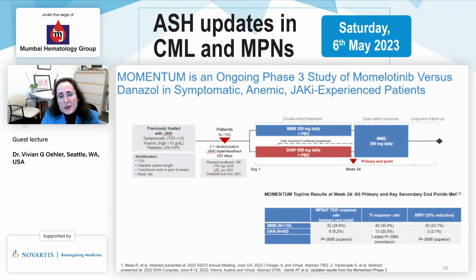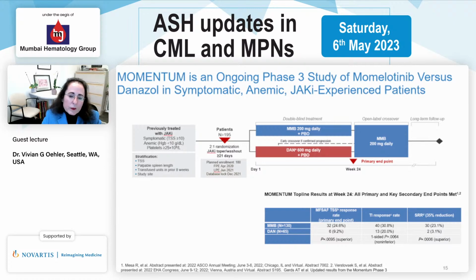So Dr. Aaron Gerz presented updates to the phase 3 Momentum study, which was a study of momelotinib versus danazol in patients with anemia and who had also received prior JAK inhibitor treatment. So patients on this study were randomized 2-to-1 to momelotinib versus danazol. Top-line results at week 24 were presented at the ASCO and EHA meetings in 2022, and Dr. Gerz presented the data regarding the open-label continuation and crossover phase of this study.